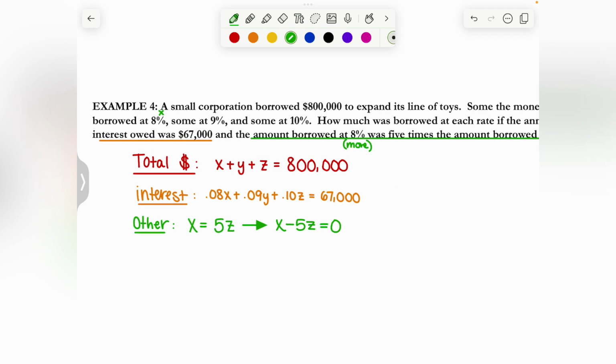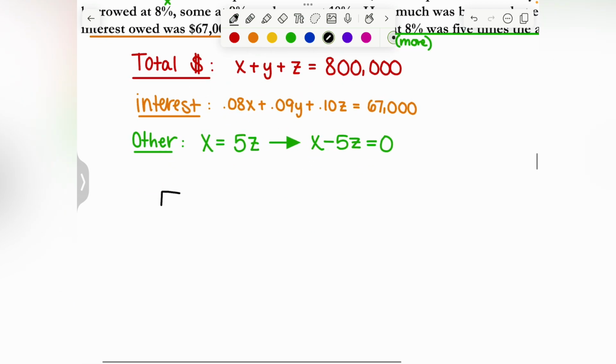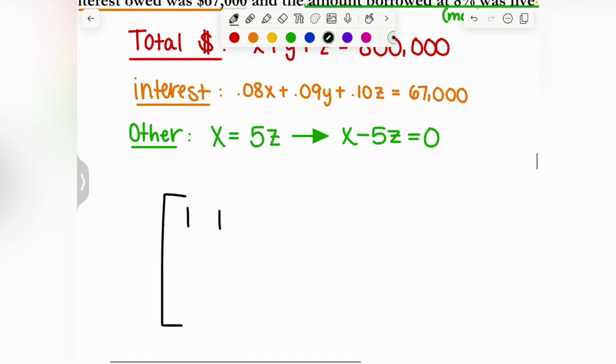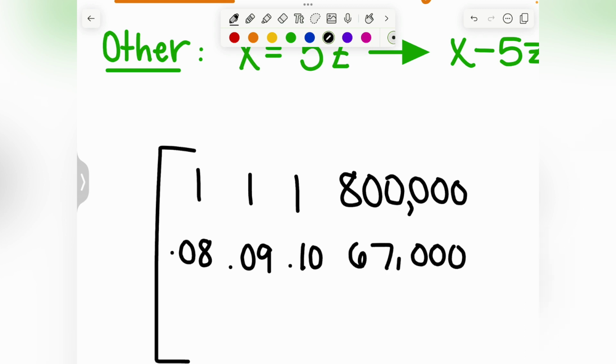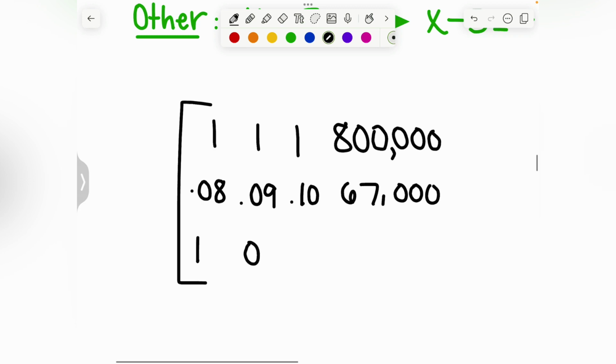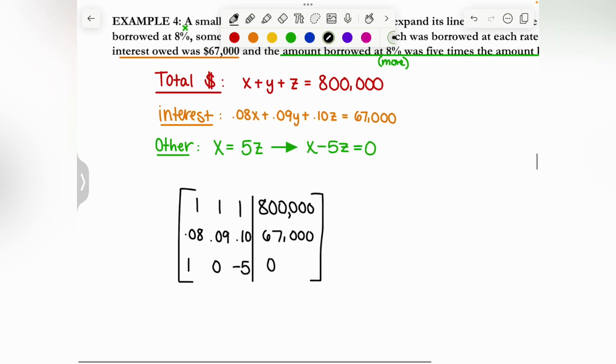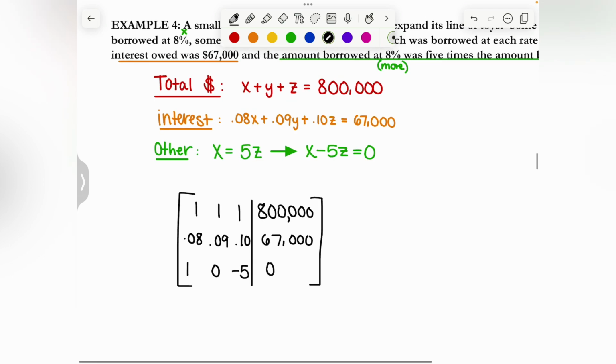And now I'm going to go to PolySimul. Let's write out the matrix. It's going to be 1, 1, 1, 800,000. Then it's going to be 0.08, 0.09, 0.10, 67,000. Okay, then 1 for X, nothing for Y, -5 for Z, and 0 on the other side. So there's your augmented matrix. Go ahead to PolySimul 2 right now and type this in.